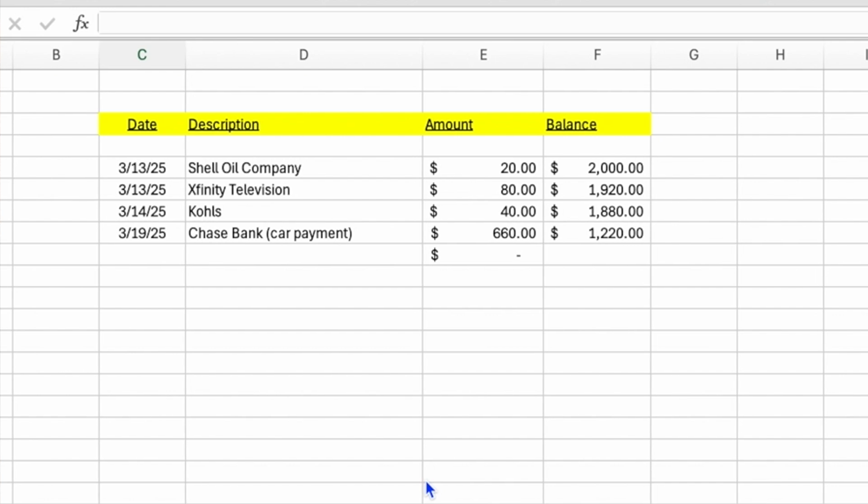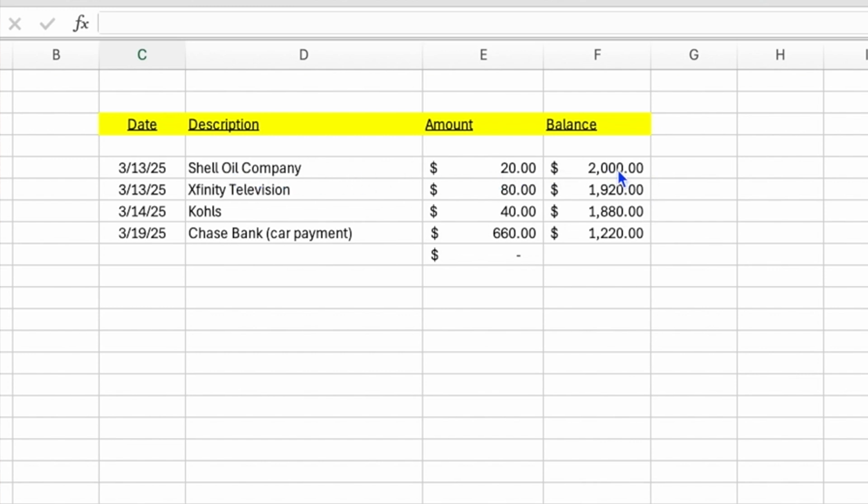So the screen I'm looking at now, I just set up a quick example of what it might look like in your check register, in your checkbook. A person writes checks throughout the course of their week or their month. In this example, somebody wrote a check to Shell Oil for $20.